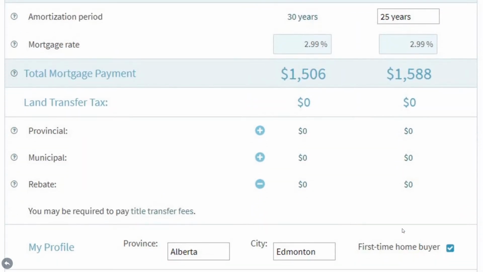At the bottom here, it also does try to calculate your land transfer tax. You do actually have to fill this in at the bottom on your province and city, so it can calculate that for you before it'll actually punch out these numbers. I've shown it to you here after I've filled in a little bit of information, but you are going to want to put your province and city so that it can do it for you.